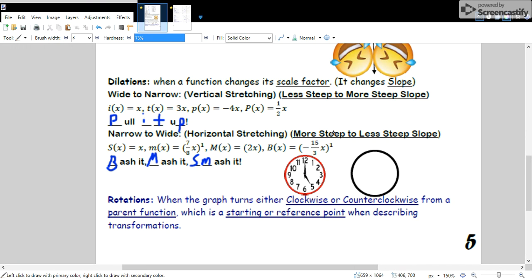Our biggest number would be 15 over 3, that's 5. So we have 5, and then 2, 1, and then our fraction that is less than 1.